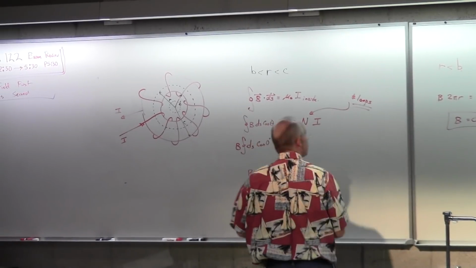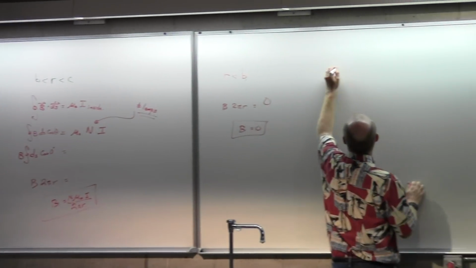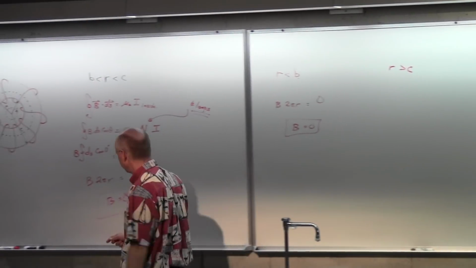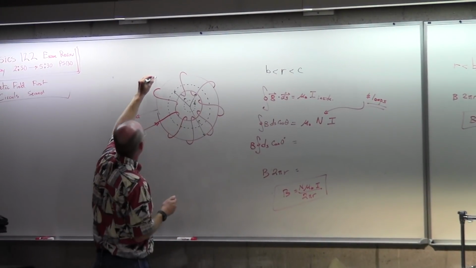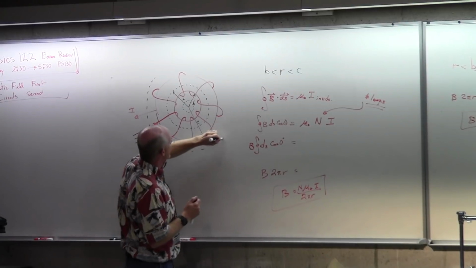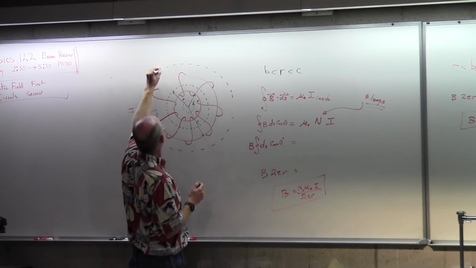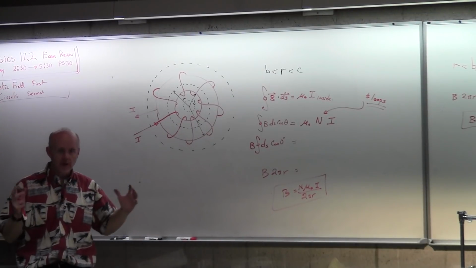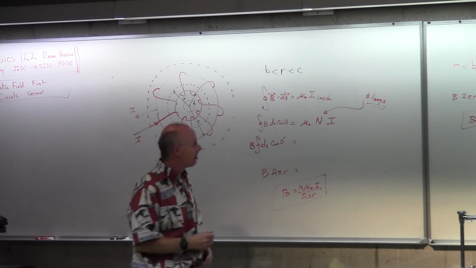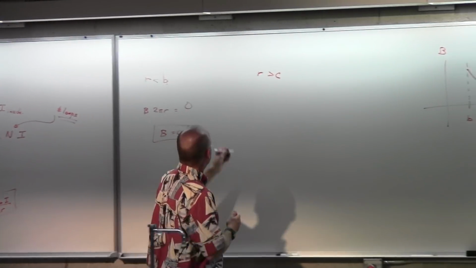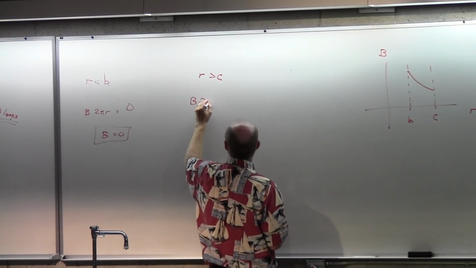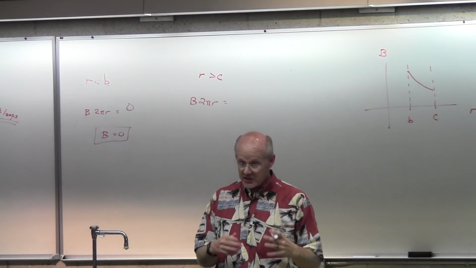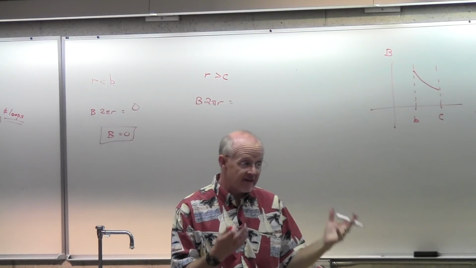And then likewise, how about if we try r greater than c? So I take an Amperian loop that is larger than the big radius on the toroid. And again, the left-hand side is still going to be the same argument: B times 2 pi r. We're going to say the field, whatever it is, is going to be the same value.